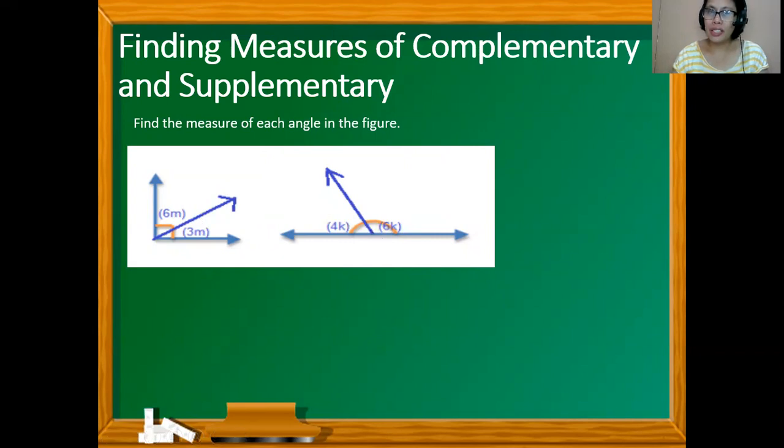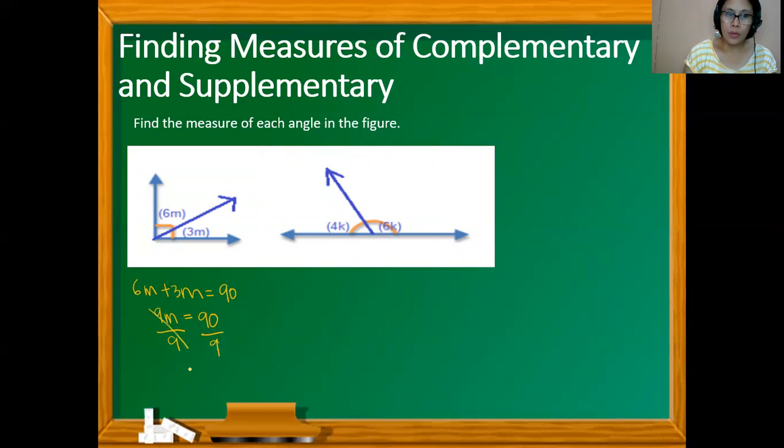Working on the degree measure of each angle in the figure will, for instance, require us to sum up 6m and 3m to 90 since the two angles are complementary angles. So combining like terms on the left side of the equation, we'll have 9m equals 90. Dividing both sides by 9, we'll come up with m equals 10.